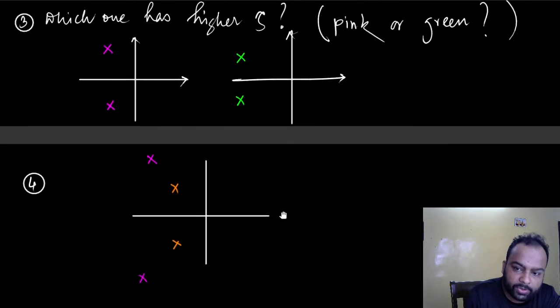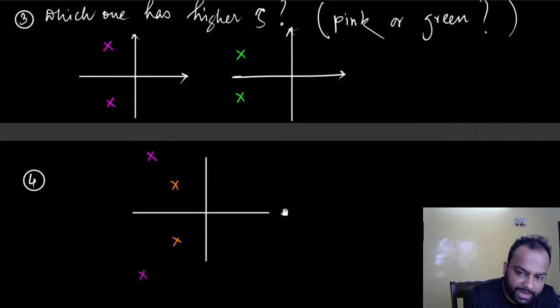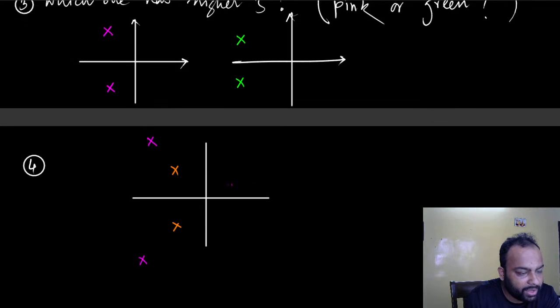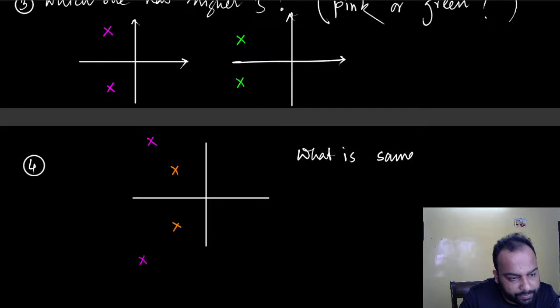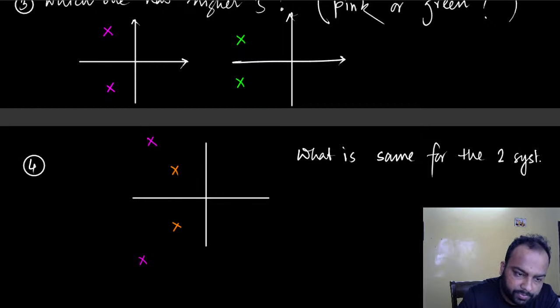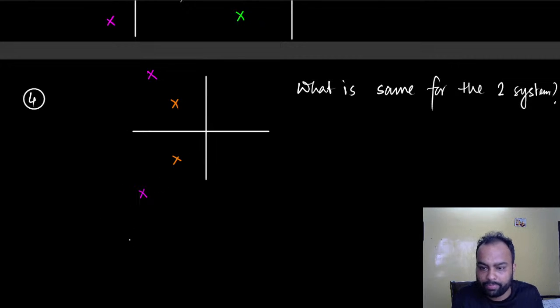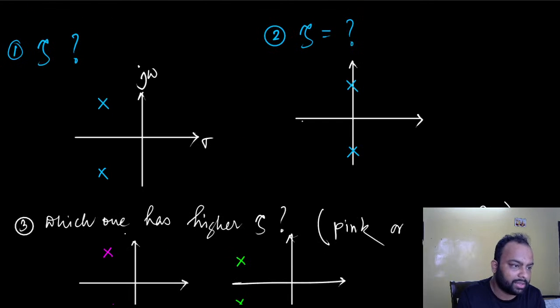Yeah. So far whatever answers I have received are correct. Others, please try at least. Okay. Here the question is, what is same for the two systems? I mean, for this one, the question is what is same for this orange system and the pink system? Question number 1.